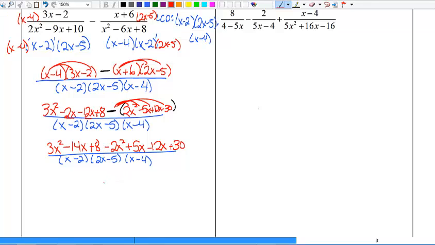And then I can combine like terms. I have in the numerator, let's see, 3x squared minus 2x squared, that's 1x squared. Negative 14 plus 5x is negative 9, and negative 9 minus 12 is negative 21x. And then 8 plus 30 is positive 38. The denominator again comes down.